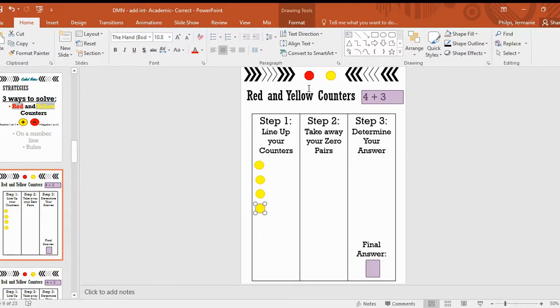Next, I need to represent positive 3. I'm going to use the yellow counters again because it's a positive number. So I'll pull down 1, 2, and a 3rd yellow counter. So now I have modeled 4 plus 3. This represents my positive 4. This represents 3. Next, I need to take away my 0 pairs.